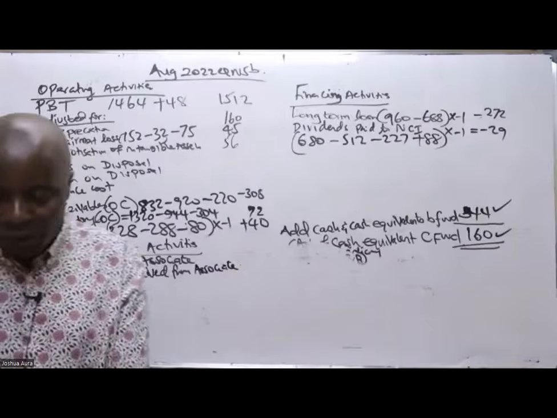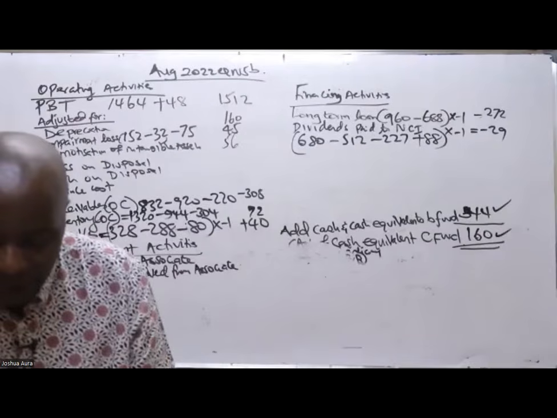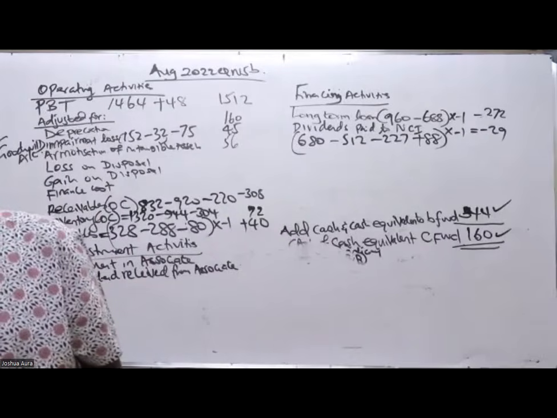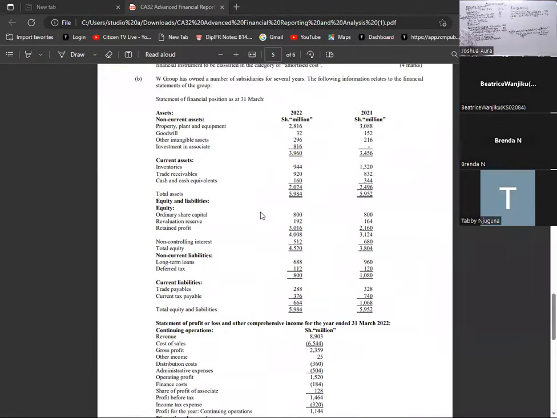So then, ladies and gentlemen, what I will do there, I will come here and look at this thing nicely. So go to your associate here, look at any associate that you have. Go to your investments. I hope you're able to see your investment in associate. So we began with 0. Investment in associate, we began with 0. The associate was 0 at the beginning of the year. End of the year, it was 816.